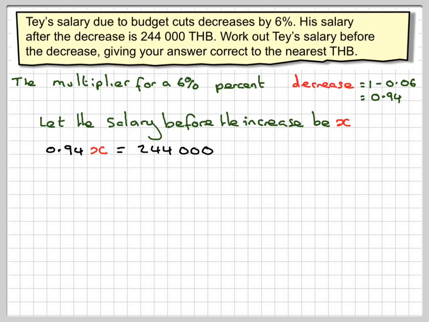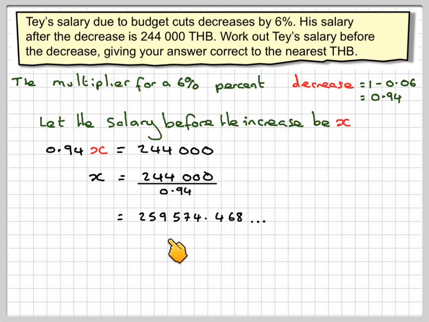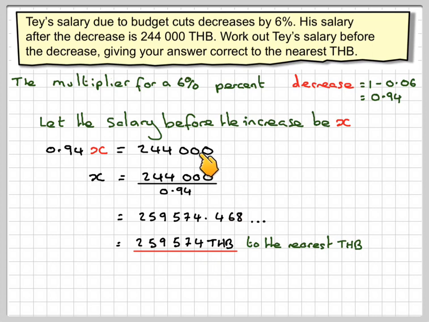In order to find X, we will have to do 244,000 divided by 0.94, which gives me 259,574.468, which is 259,574 Thai baht to the nearest Thai baht. Notice this figure is bigger than his present salary because it's decreased.